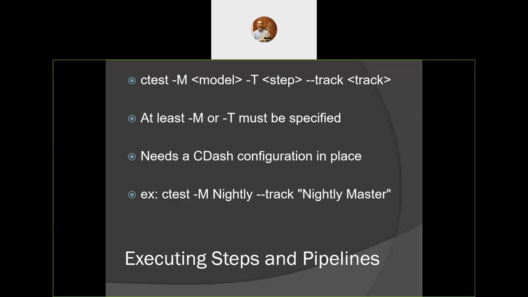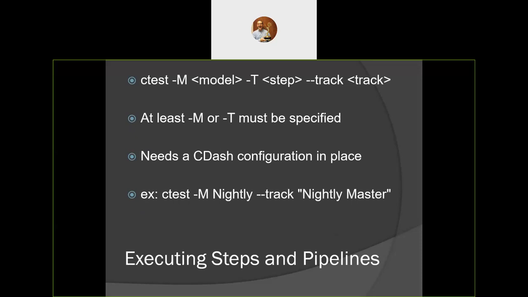So you can use CTest to execute a particular model or a particular step. And really all this does, under the covers, is run commands in the CMake script that is generated for CTest by your CMake configure step. You have to at least specify a model or a step. It would be very common, for instance, on a continuous integration machine to just say, run the continuous model. You just do all the steps that are configured for that. Or for your nightly build machine, to just say, run the nightly model and just do all the steps that are configured for that.